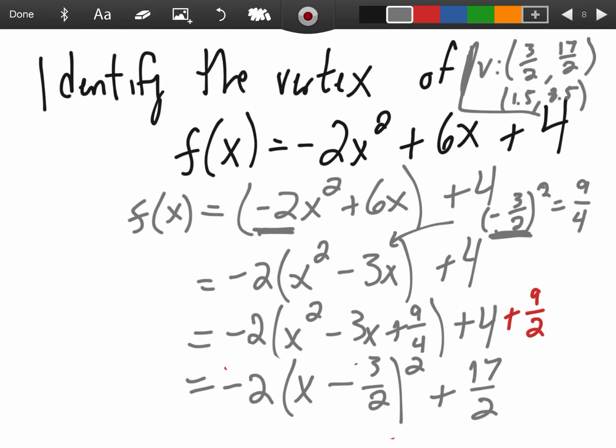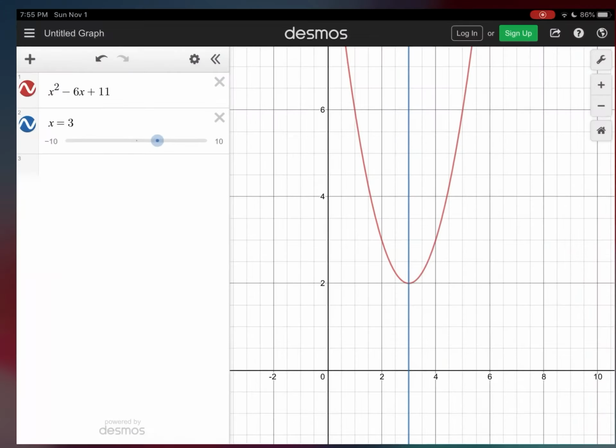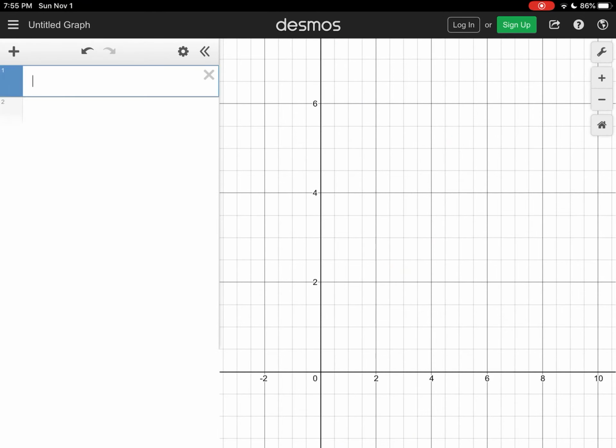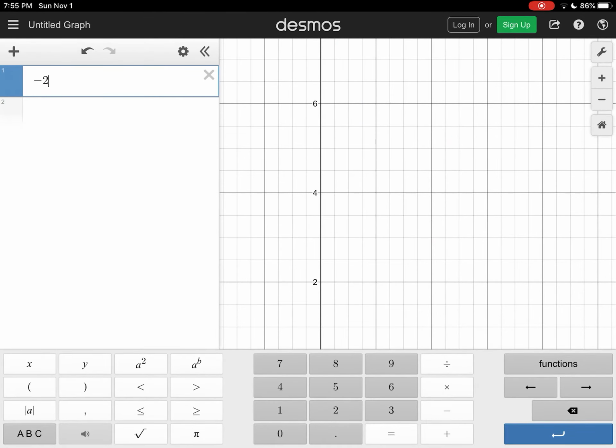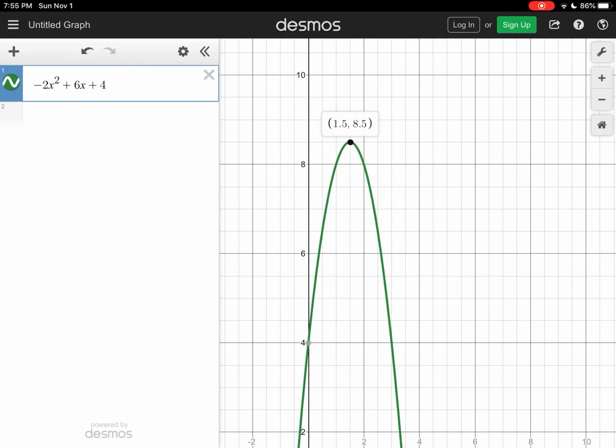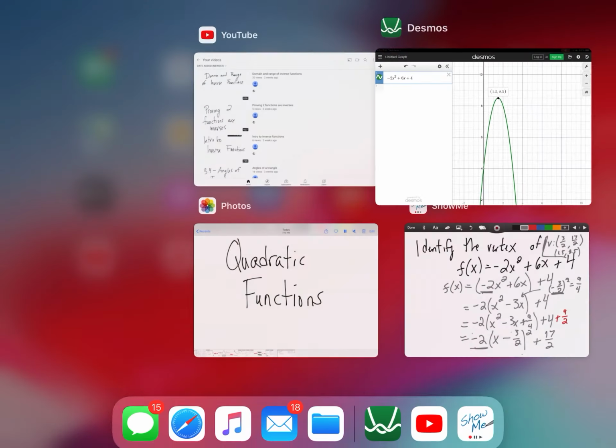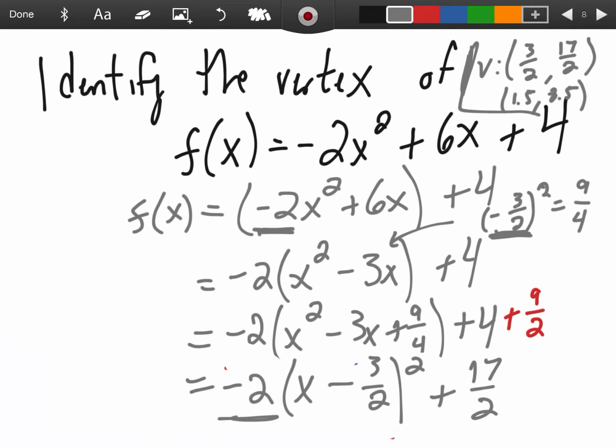Let's just graph f of x and see what happens. And again, this is going to be opening down because my a value is negative. Negative 2x squared plus 6x plus 4. All right, let's give that a shot. And we check that out, (1.5, 8.5). And that's exactly what we had for the vertex. And of course, our axis of symmetry would be x equals 1.5. That's going to cut it right down the middle.